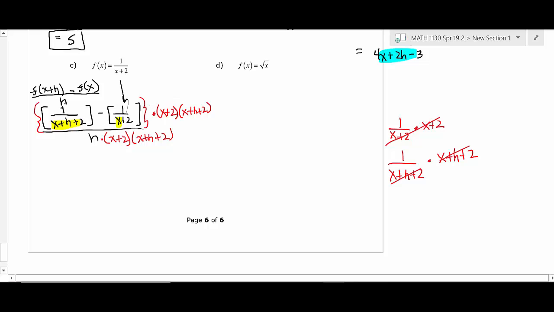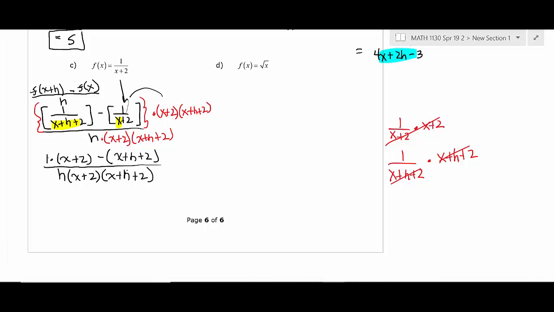So if I take this times this, the x plus h plus 2's cross out, so you're left with 1 times x plus 2. When you multiply this, the x plus 2's cross out, so you're left with minus, and then parenthesis, x plus h plus 2. And then in the bottom, just write down what we have. Do you understand what I'm doing? Let me know if you don't, because students sometimes have some background issues with complex fractions. I've gotten rid of the two denominators I highlighted in yellow by doing that.